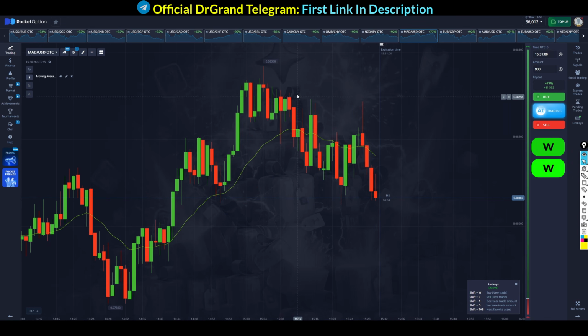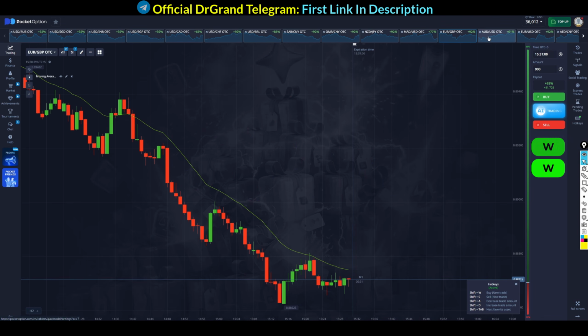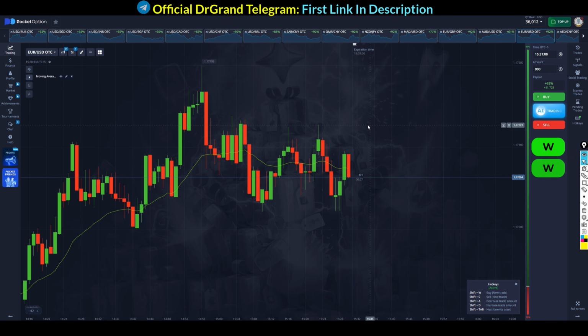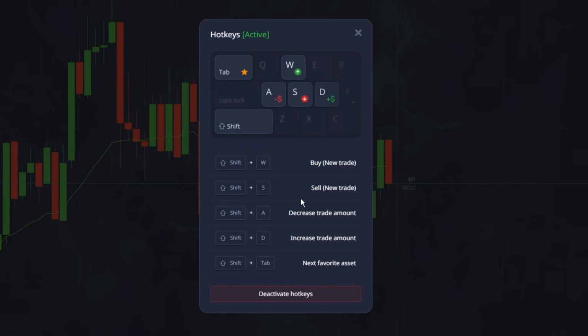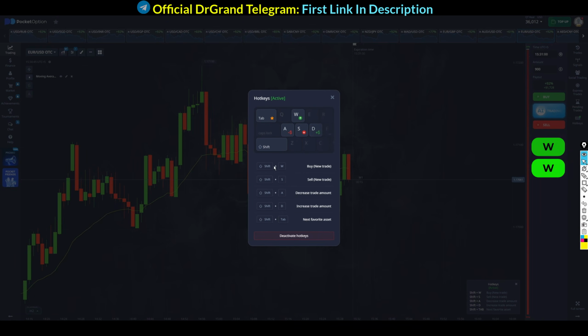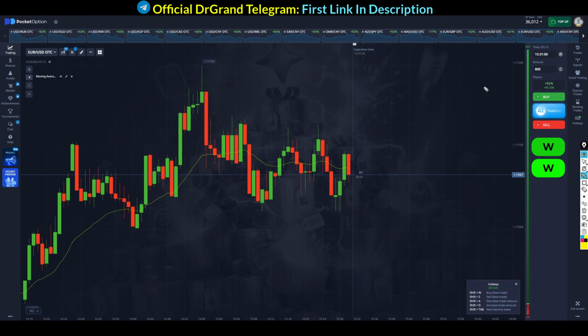Some of you asked how I switch between pairs without clicking like this for each of them. It's pretty simple. If you go here on your hotkeys, you can activate this. You can even increase or decrease your trade amount. Shift plus tab switches to your next asset. I don't suggest buying and selling with these keys because it can be accidental, but switching between pairs is nice. Also increasing and decreasing the amount: Shift A, decrease, and Shift D, increase.